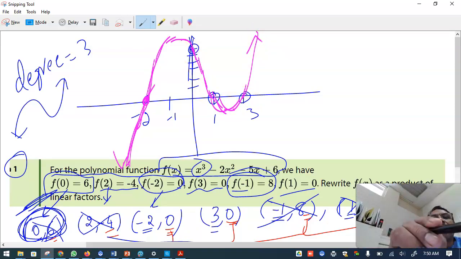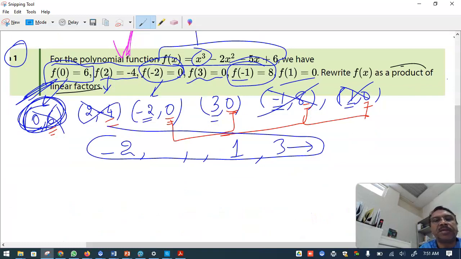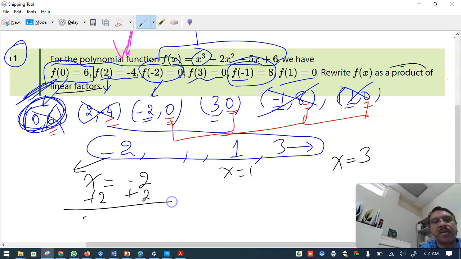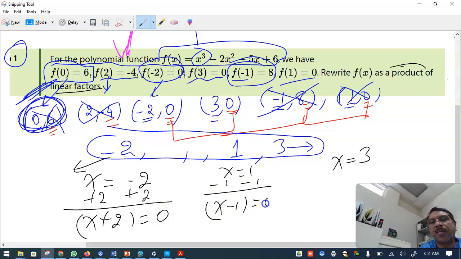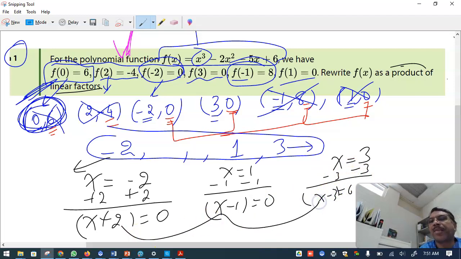The question was, what is the product of the linear factors? These are the zeros. That means x equals minus 2 is one zero, x equals 1 is another zero, x equals 3 is a zero. Then you can add 2 here and you get x plus 2 is 0. So that's one factor. If you subtract 1 on this side, you get x minus 1 is 0, and you subtract 3 on this side, you get x minus 3 is 0.